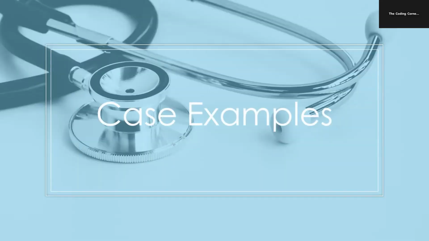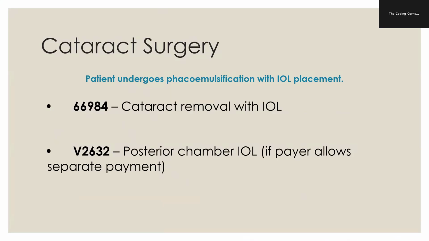Some case examples. Here we have cataract surgery. Patient undergoes phacoemulsification with IOL placement. 66984 for cataract removal with IOL. And then the V2632 HCPCS code for posterior chamber IOL if the payer allows separate payment. Medicare bundles most supplies, but some commercial payers allow separate implant billing. You always have to check per payer policy.